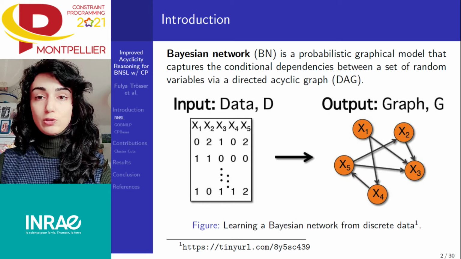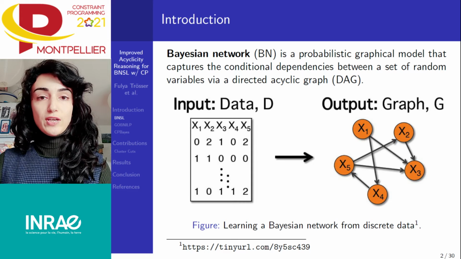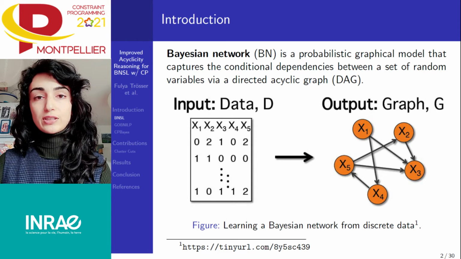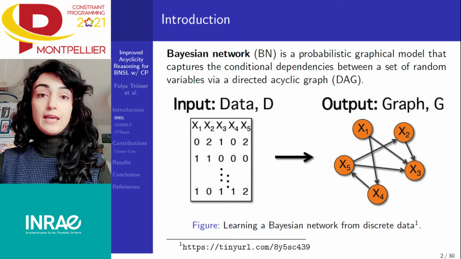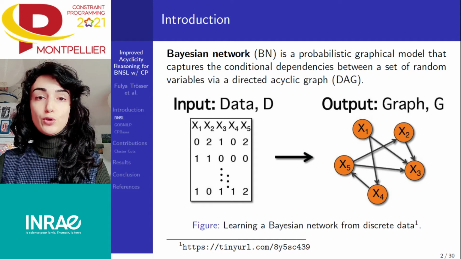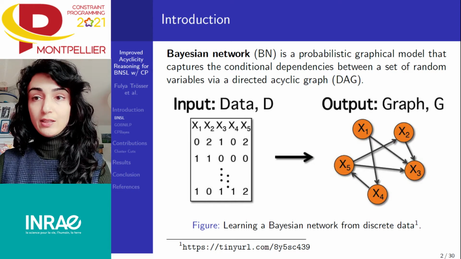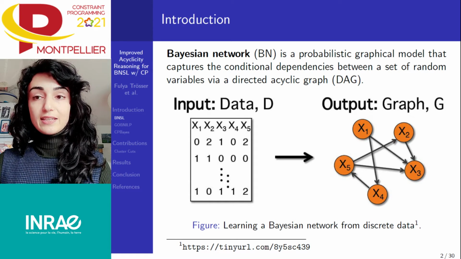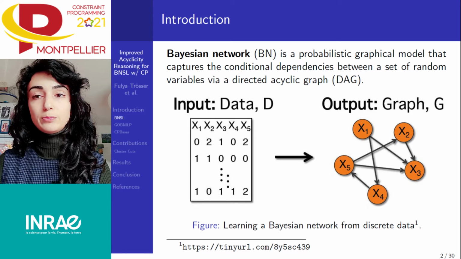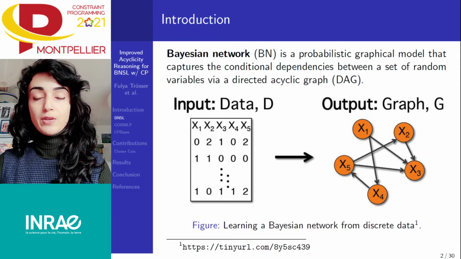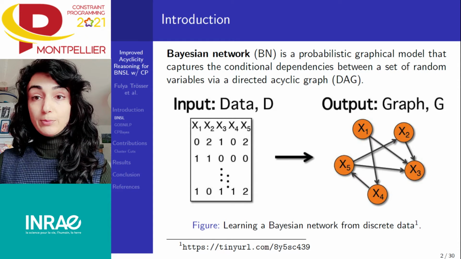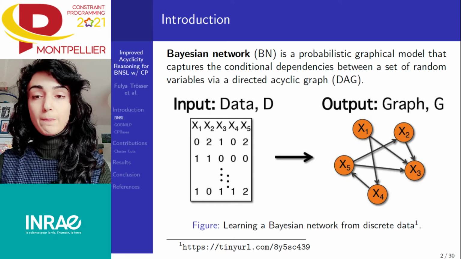Here, we are interested in learning a Bayesian network using discrete data. We take a set of observations as input and we try to construct the simplest BN that is most likely to generate that data. So it is a two-step process. First, we learn the structure of the BN, in other words, the underlying DAG. And second, we learn the conditional probabilities by using the dependency relations embedded in the structure. So for example, we learn the probability of each value of x3 given x1, x2, and x5.